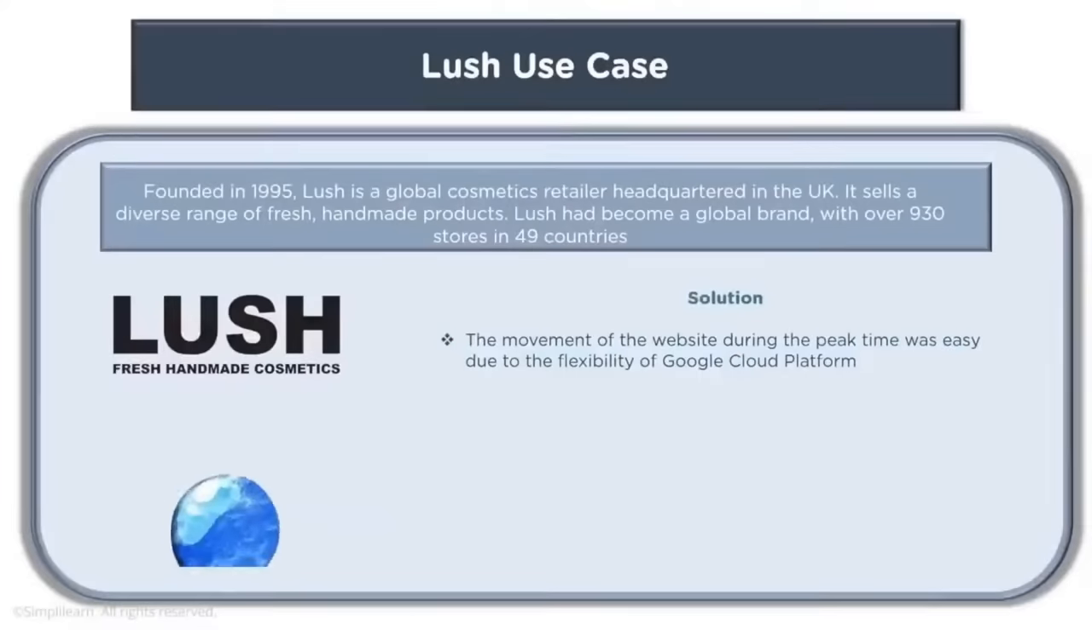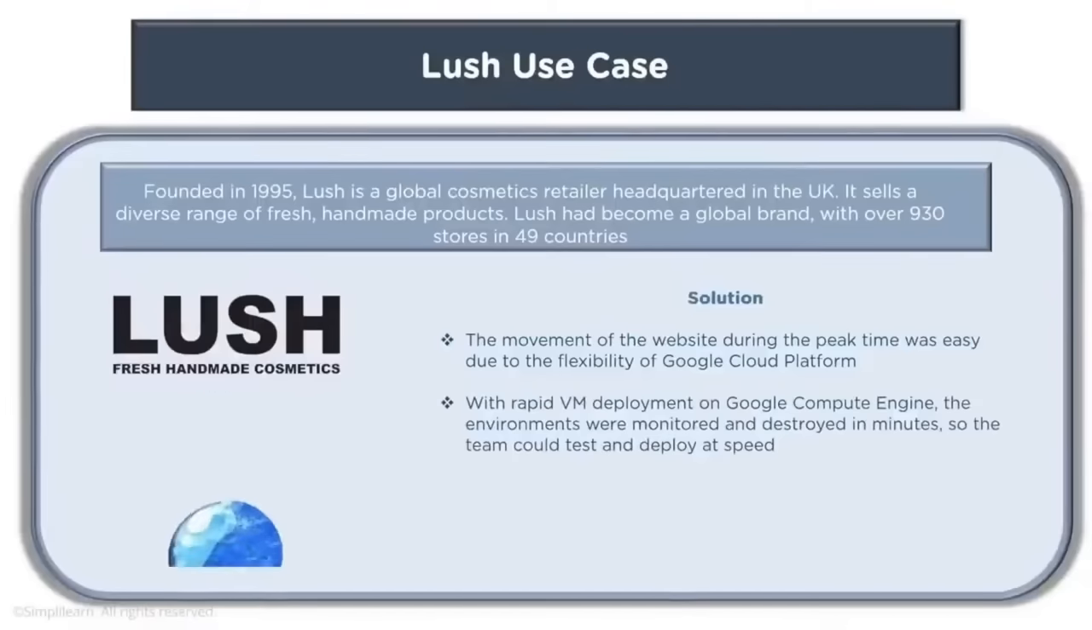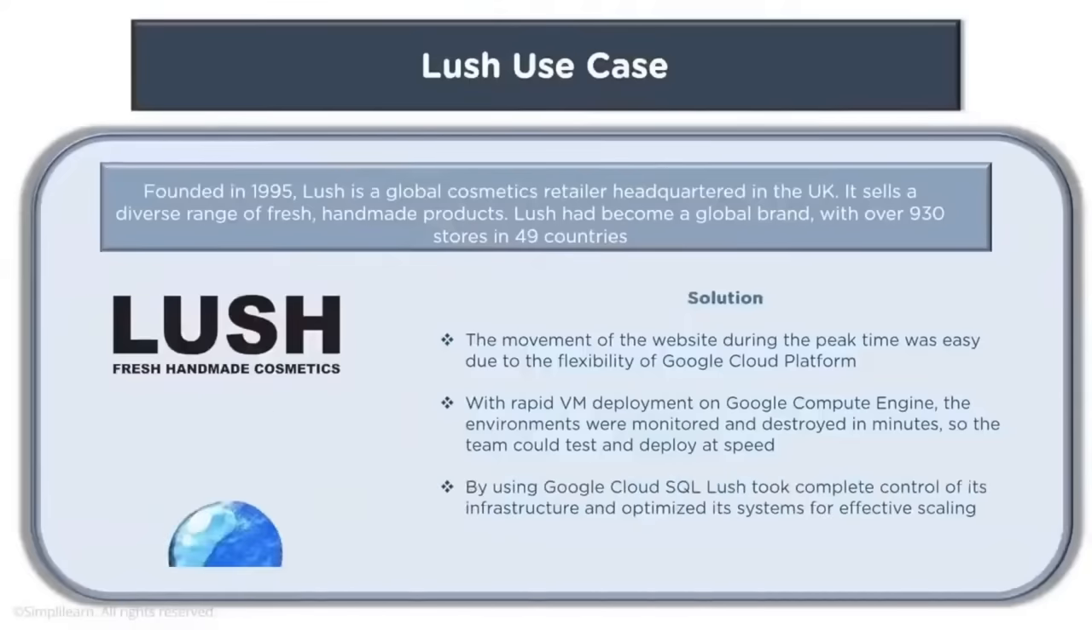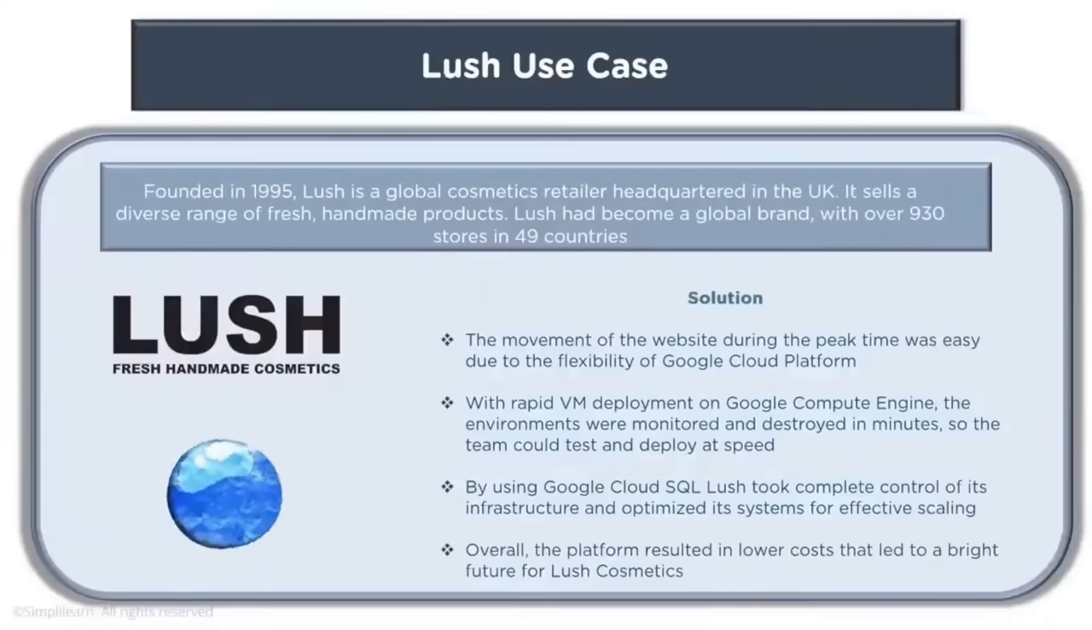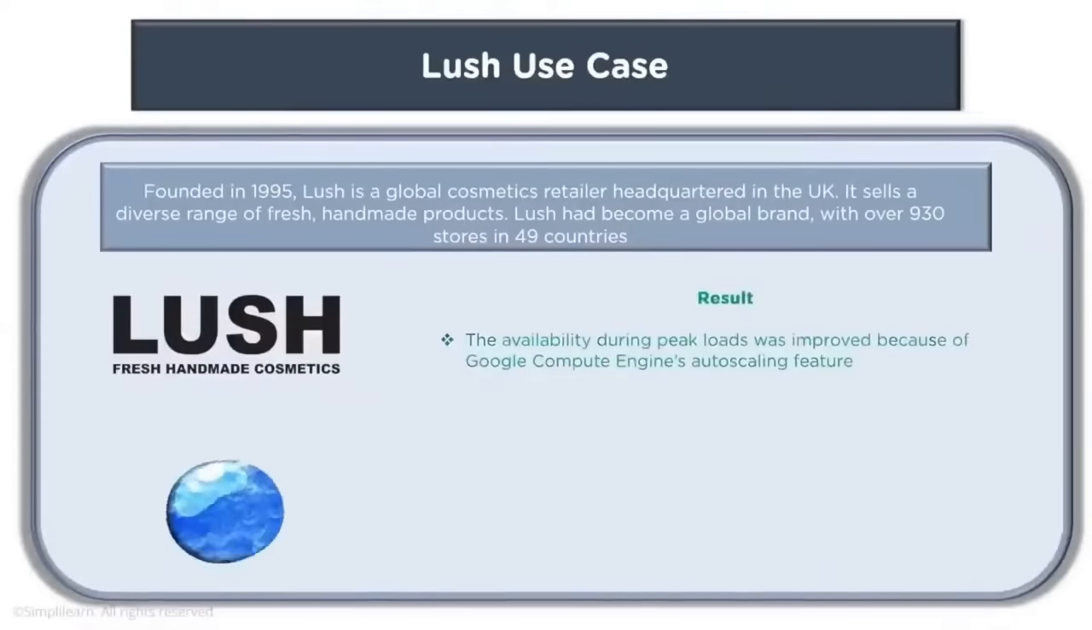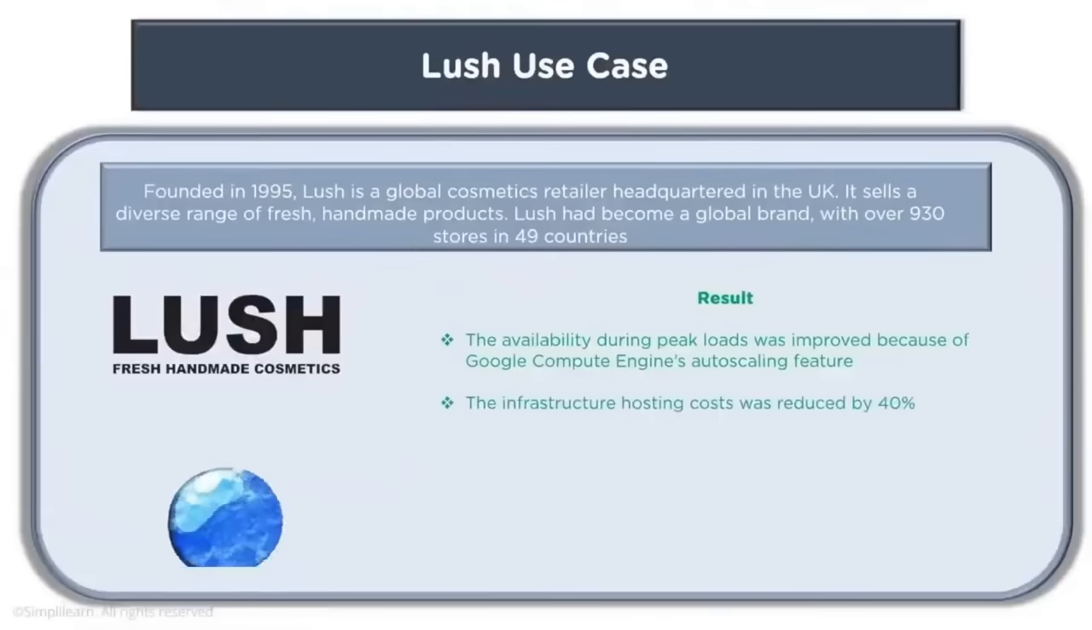What was the solution? The movement of the website during the peak time was easy due to the flexibility of the GCP platform. With rapid VM deployment on Google Compute Engine, the environments were monitored and destroyed in minutes, so the team could test and deploy at speed. By using Google Cloud SQL, Lush took complete control of its infrastructure and optimized its systems for effective scaling. Overall, the platform resulted in lower cost that led to a bright future for Lush Cosmetics. Now, what was the result of all this? The availability during peak loads was improved because of Google Compute Engine's auto-scaling feature. The infrastructure hosting costs were reduced by 40%.